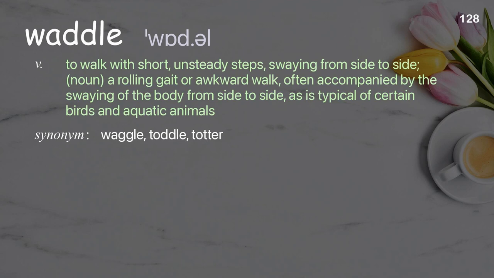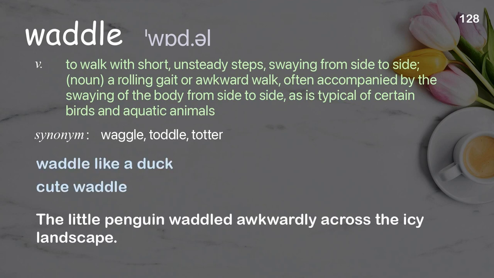Waddle. To walk with short, unsteady steps, swaying from side to side. Noun: a rolling gait or awkward walk, often accompanied by the swaying of the body from side to side, as is typical of certain birds and aquatic animals. Examples: waddle like a duck, cute waddle. The little penguin waddled awkwardly across the icy landscape.